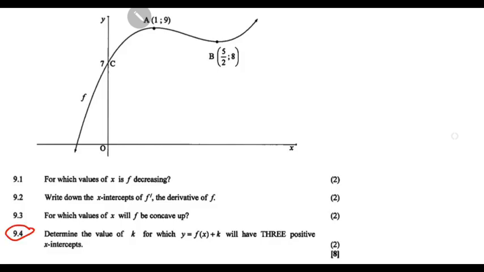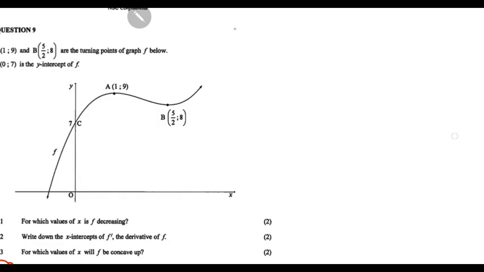9.4. Determine the value of k for which y equals f(x) plus k will have 3 positive x-intercepts. So we're looking at 3 positive x-intercepts. I'm going to show you how to solve this question.